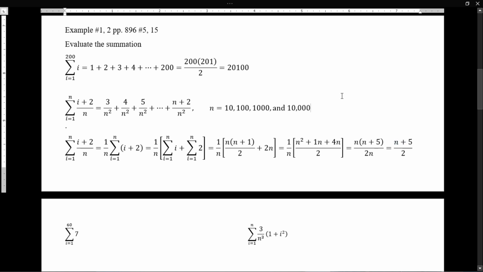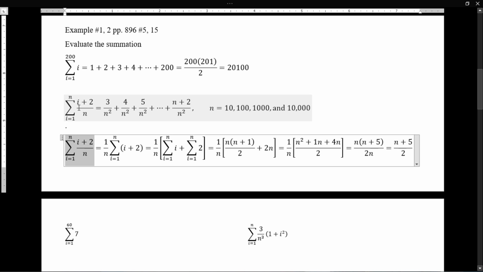So again, you break it apart. So our first step, this. Then you can just plug in this n, right? N is 10, so you have 15 over 2. N is 100, so 105 over 2. N is 1,000, so 1,005 over 2. And N is 10,000, 10,005 over 2. Okay. Now, this would be growing exponentially.